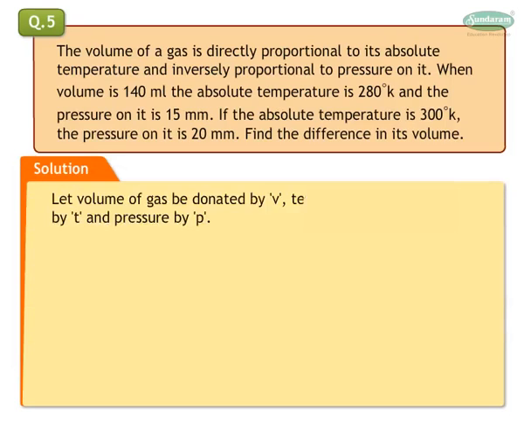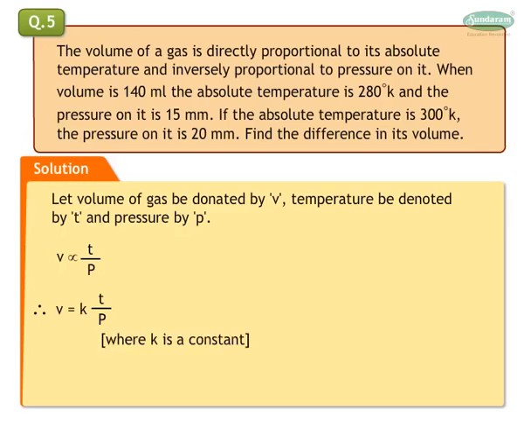Solution. Let volume of gas be denoted by V, temperature be denoted by T, and pressure by P. The volume of a gas is directly proportional to its absolute temperature and inversely proportional to pressure on it. Therefore, V is equal to kT upon P, where K is constant. It is given that V is equal to 140, T is equal to 280, and P is equal to 15. Now, substituting the values, we get 140 is equal to 280 upon 15 into K.